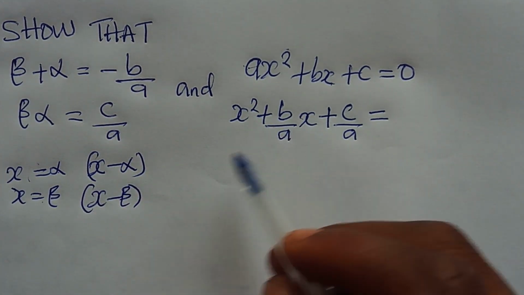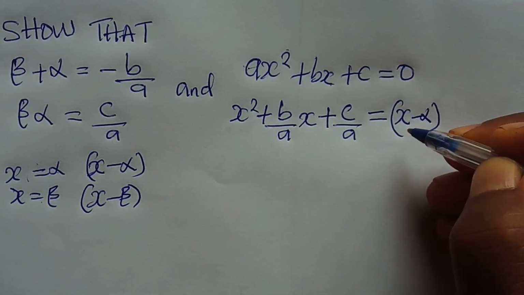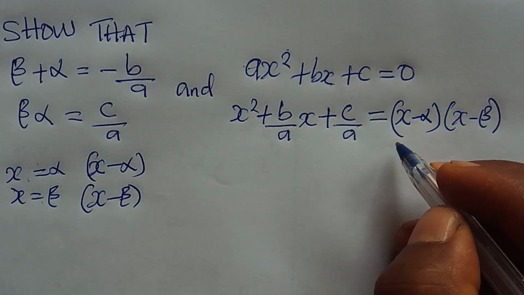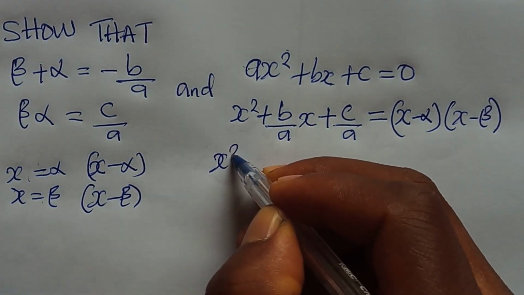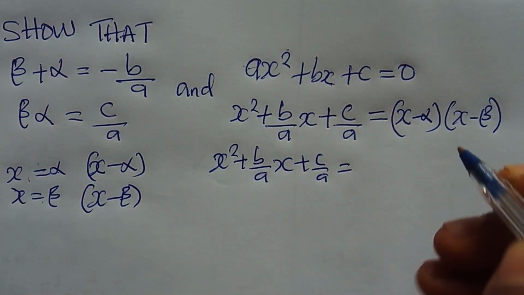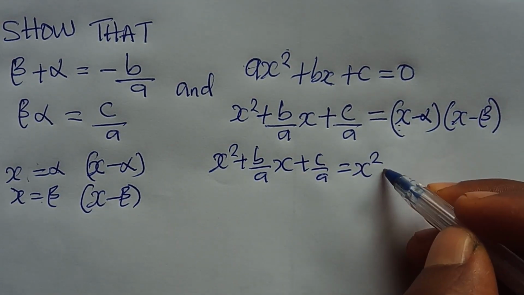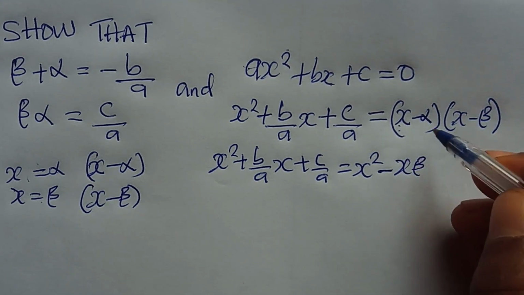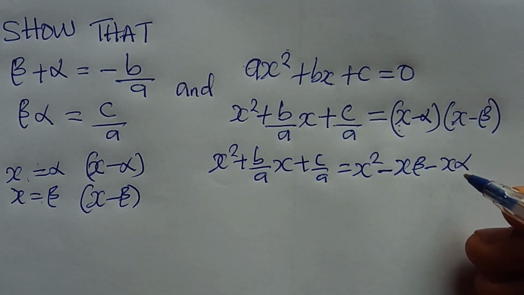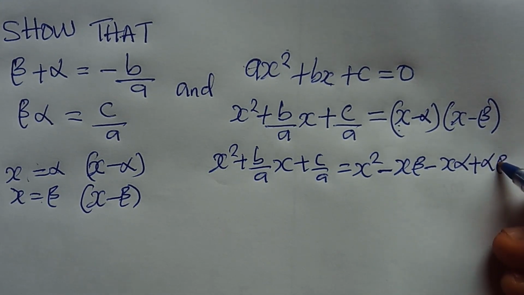Now let's equate this to the roots. So we have x minus alpha, close bracket, and x minus beta, close the bracket. Now let's open this bracket. We have x squared plus b all over a x plus c all over a is equal to, if x multiplies x, it will be x squared. Then x multiplying negative beta will be negative x beta. Negative alpha multiplying x will be negative x alpha. And then negative alpha multiplying negative beta will be positive alpha beta.